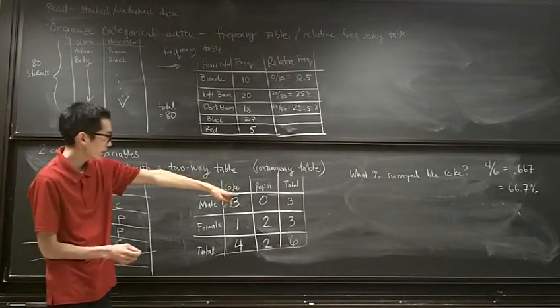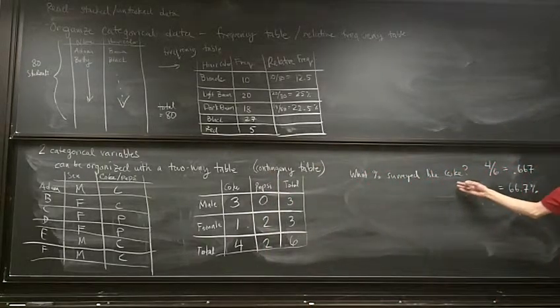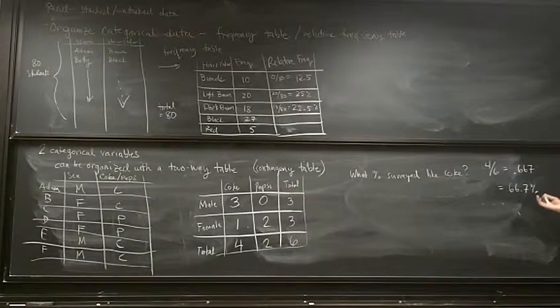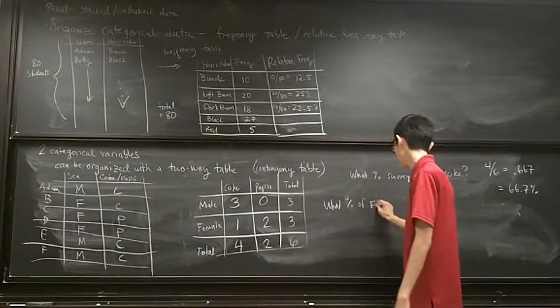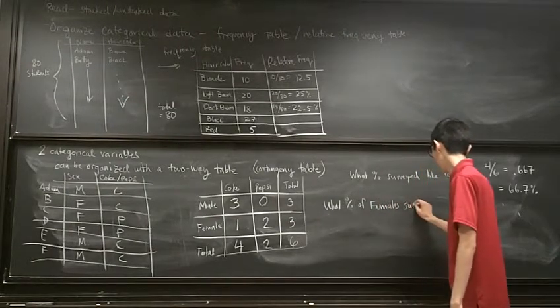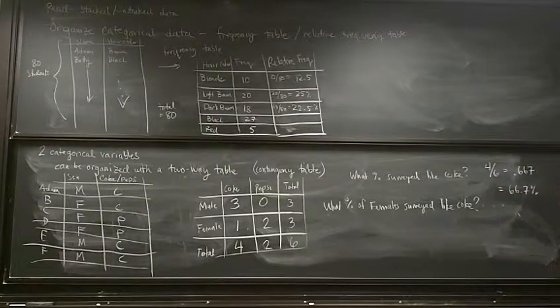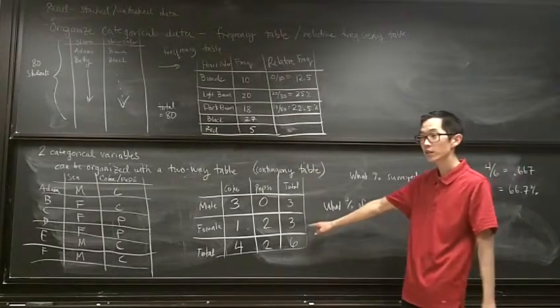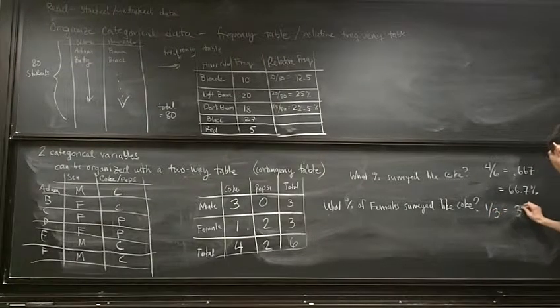Alright, so what percentage, and it's basically how many, contingent on the category, how many like Coke or something. So what percentage surveyed like Coke? The answer is 66.7. What if I asked what percentage of females surveyed like Coke? What's your answer? 33%. The answer is, how many females total do I have? 3. And 1 out of the 3 females like Coke. So the answer there is 33%. Like 33% of females surveyed like Coke.